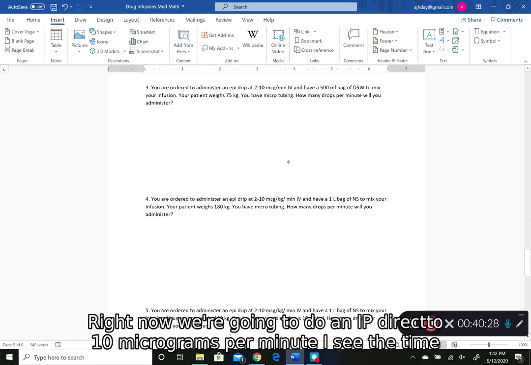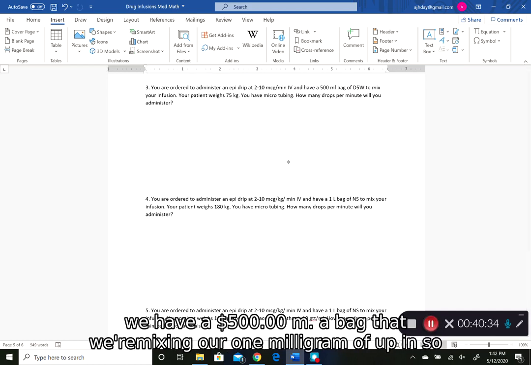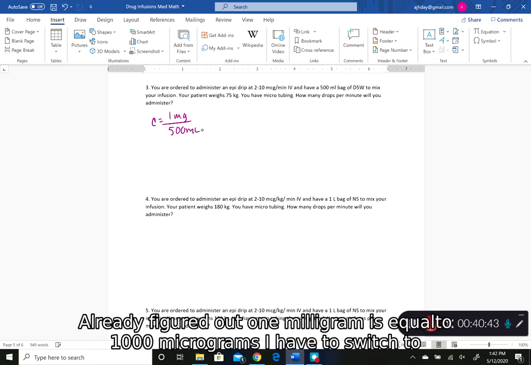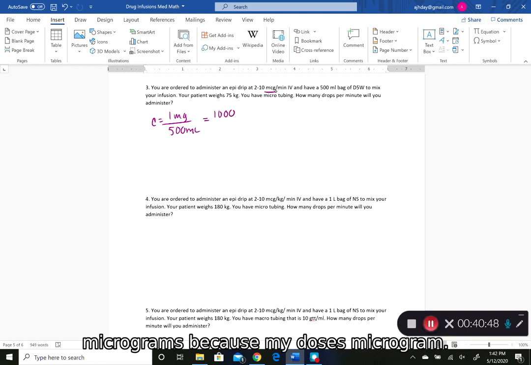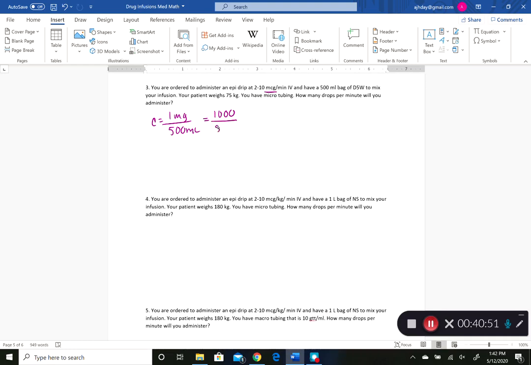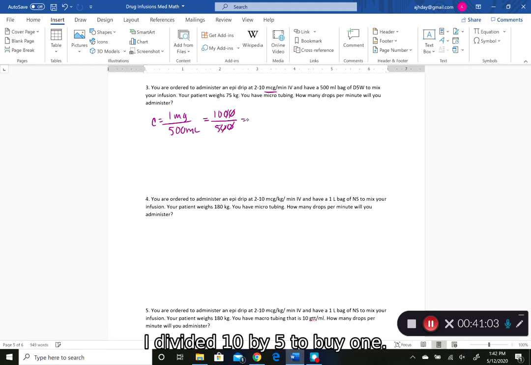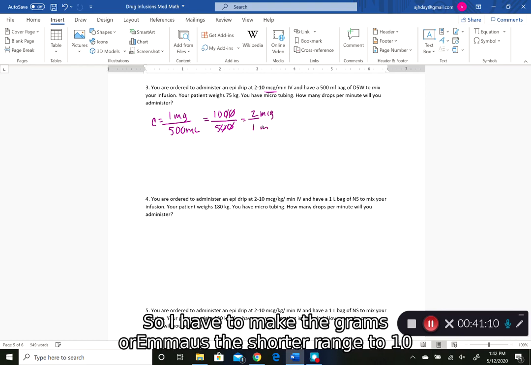All right, we're going to do an epi drip, 2 to 10 micrograms per minute IV. This time we have a 500 ml bag that we're mixing our 1 milligram of epi in. To figure out my concentration, I have 1 milligram of epi in 500 mLs. I already figured out 1 milligram is equal to 1,000 micrograms. I have to switch it to micrograms because my dose is in micrograms, so they need to be the same. So I have 1,000 and 500. Get rid of some zeros. I have 10 and 5, which equals 2. So I have 2 micrograms per ml.